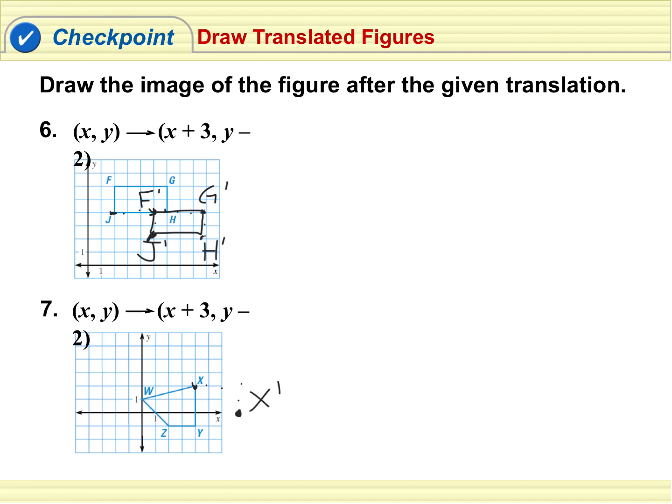X prime. Yep. So now I'm going to do Y. X plus 3 means right 3. 1, 2, 3. Y minus 2. Down 2. I'm going to do W. X plus 3. Right 3. 1, 2, 3. Y minus 2. Down 2. 1, 2. I'm here. W prime. Z. Do I need to count Z or can I do it a different way?